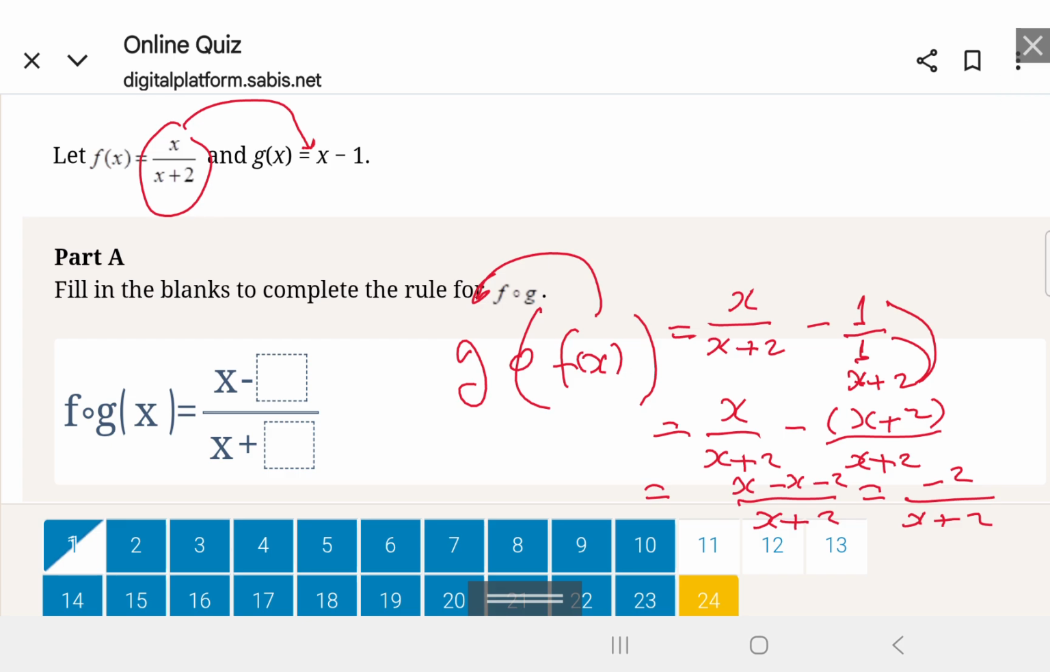The domain, everything is different from minus 2, because you cannot plug minus 2 here. It will make error on the calculator. The domain is all x values different from minus 2.